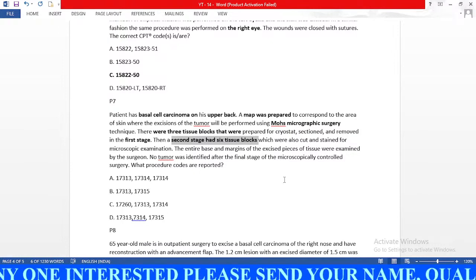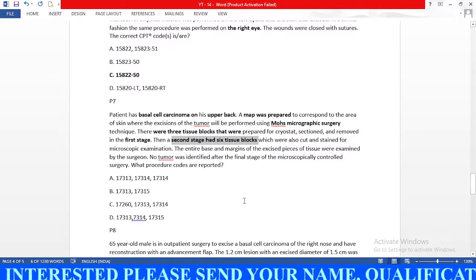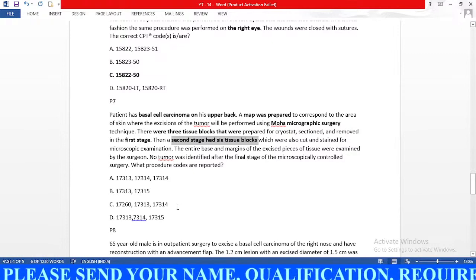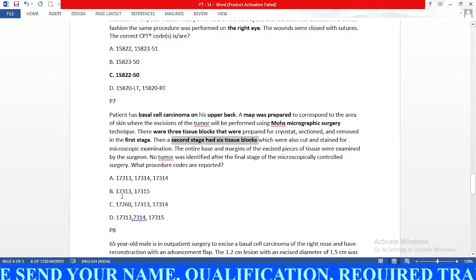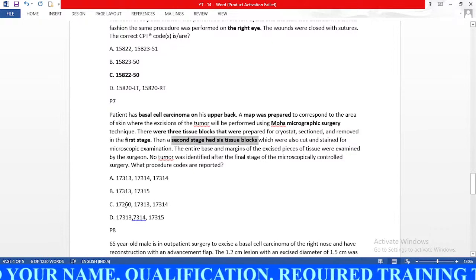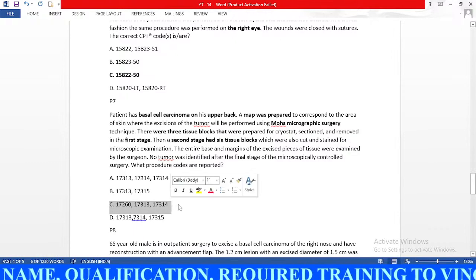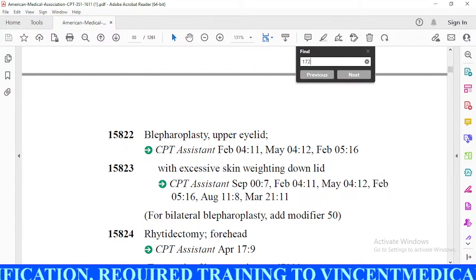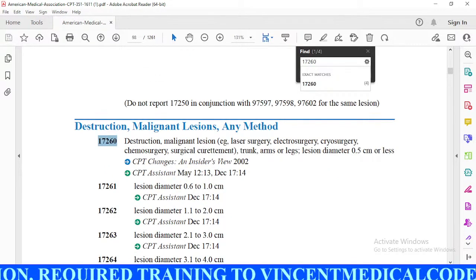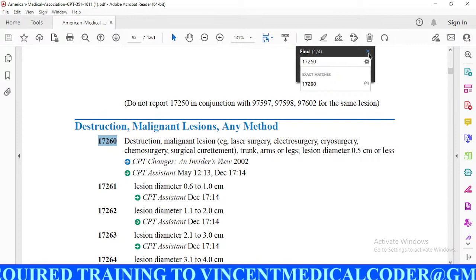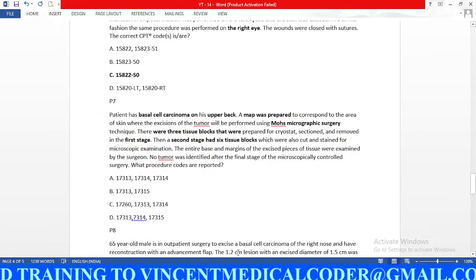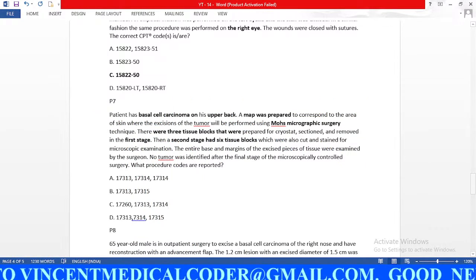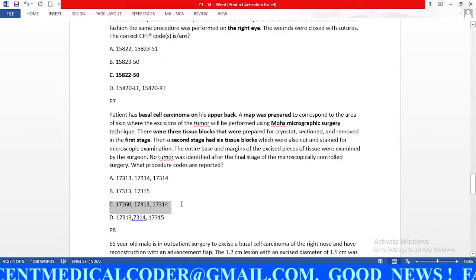So directly we will eliminate answer C. We need to remember that Mohs surgery codes are all under the 17300 series only. So we can directly eliminate 17260. This is a distraction. While taking the CPC exam, you need to remember the Mohs micrographic surgery code series. If you know the series, you can directly eliminate C here.